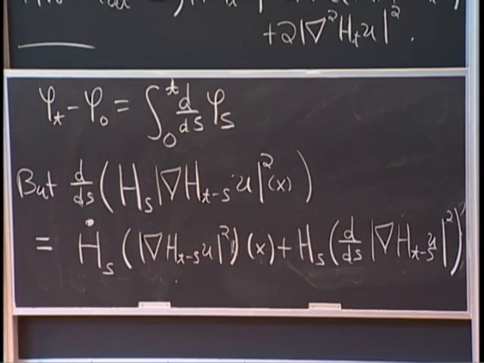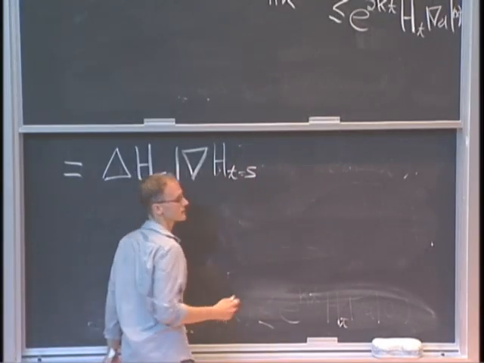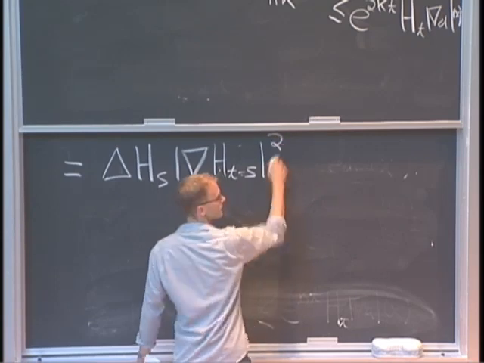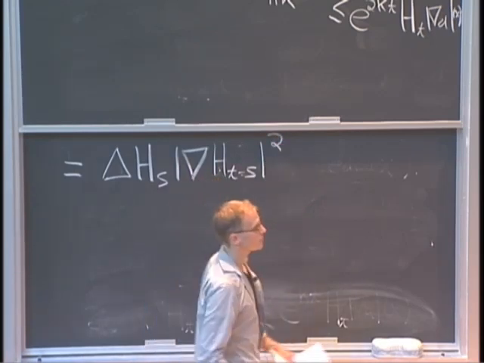But the first term, what is this by definition? No reason to get overtly confused about what's inside this h_s. It's just some function, call it g. So we're looking at d/ds of h_s applied to some function g. But it's the heat flow. So by definition, that's simply equal to the Laplacian of h_s of the gradient of h_{t-s} u squared. And this term here, what is this?